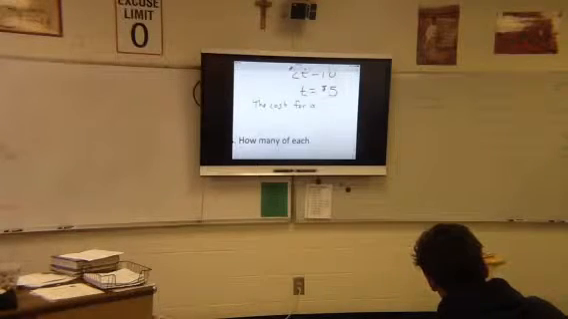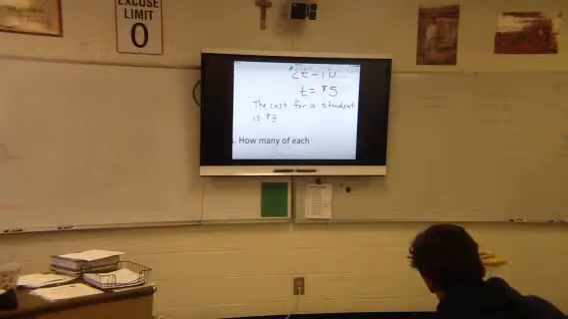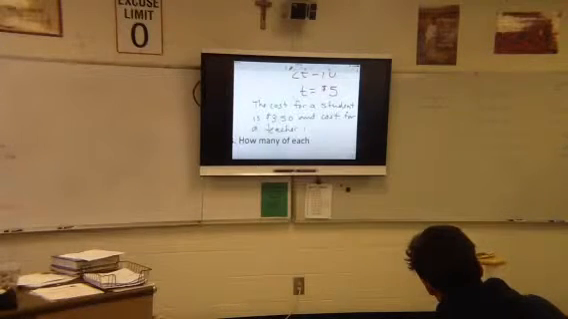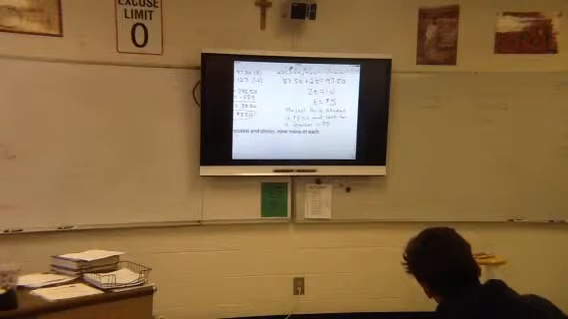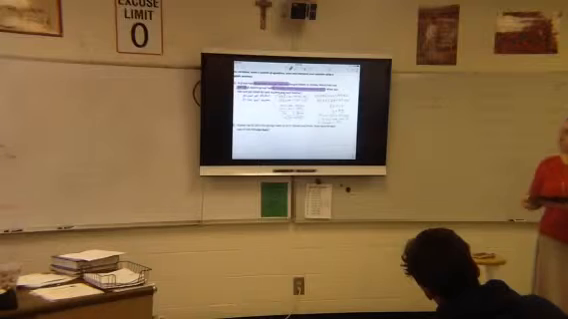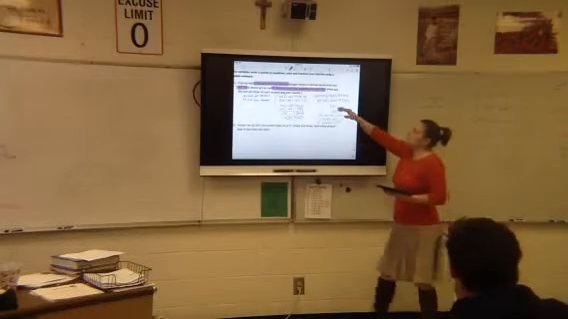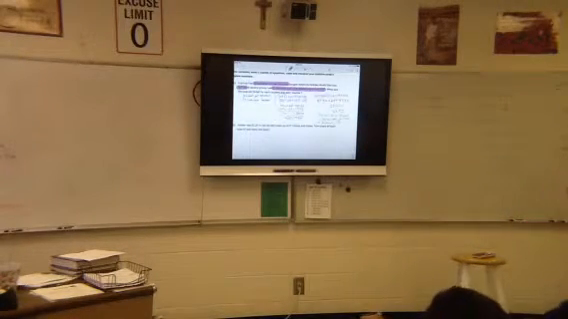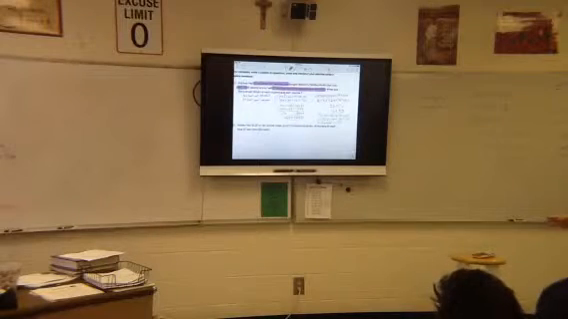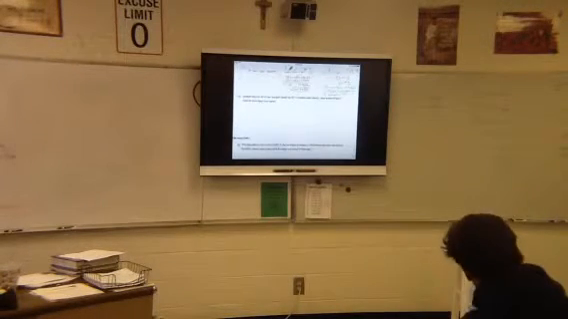Good. So the cost for a student is $3.50, and the cost for a teacher is $5. Again, each sentence, a comma, or an 'and' a lot of times will separate things for you. Does anybody have a question about that? Okay, now we're going to go to the next one.